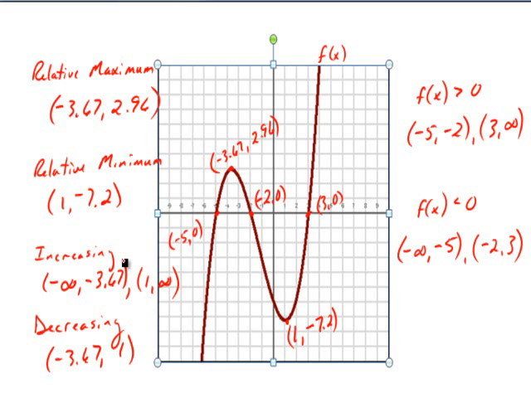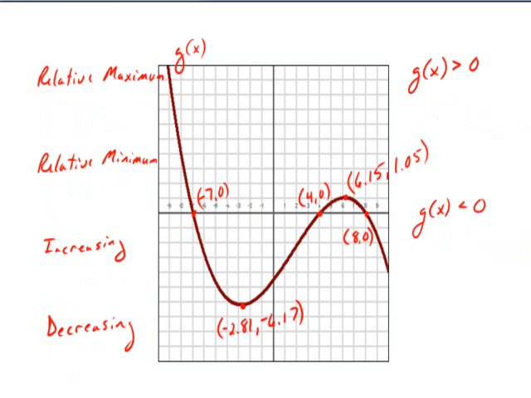I want to give you another curve to analyze. This curve is called g of x. Do the same things that we did with the other curve. Pause the video, write down your answers, and then come back to the video to check your answer.